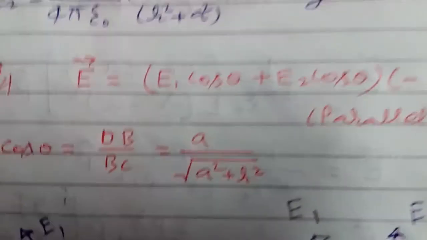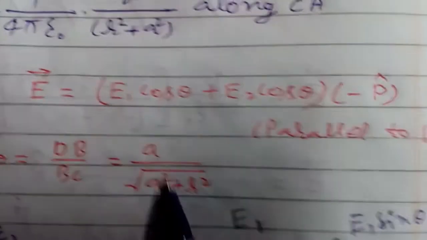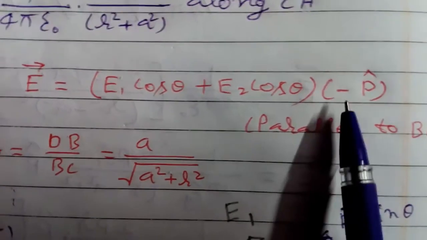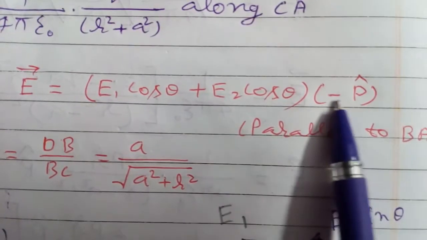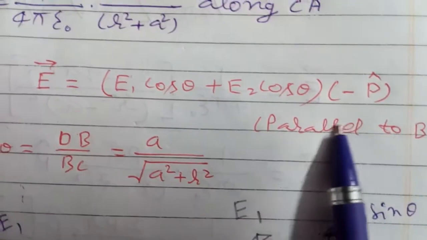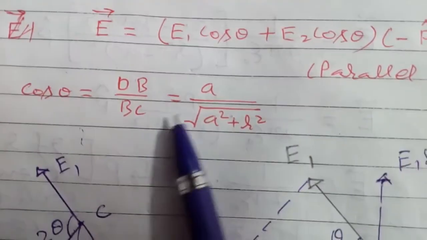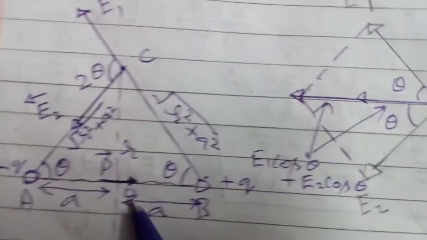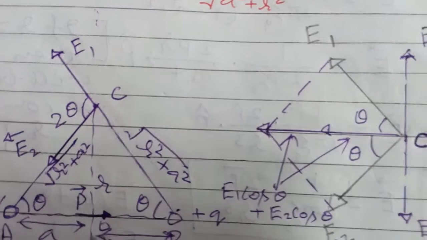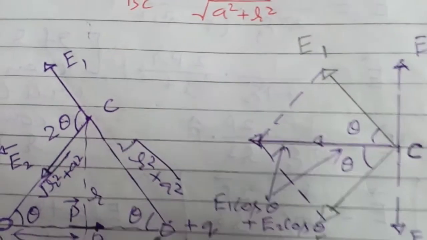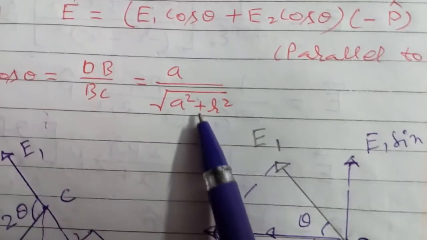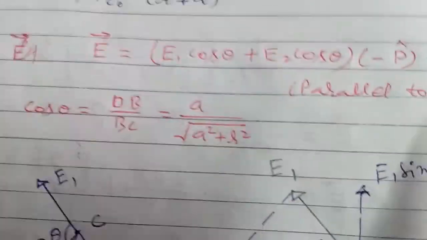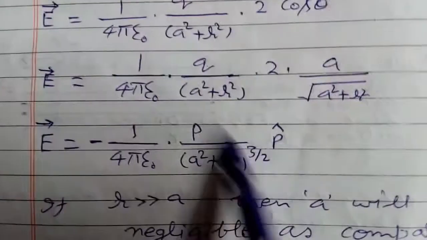Therefore net field E is equal to E1 cos theta plus E2 cos theta, multiplied by unit vector minus p. Now from the diagram, cos theta is equal to OB upon BC. So cos theta is equal to a upon under root a square plus r square. Now we may solve it.